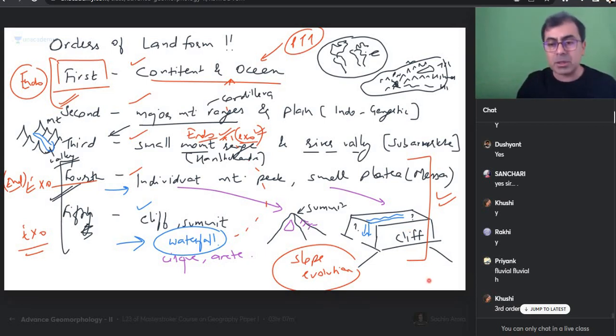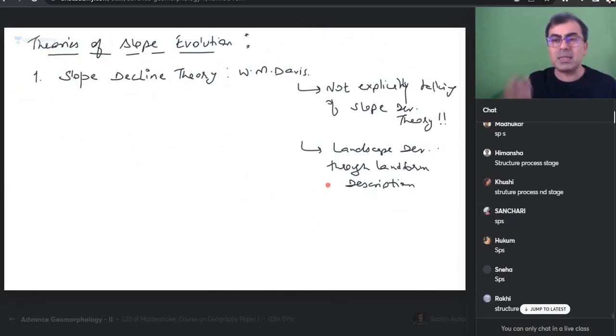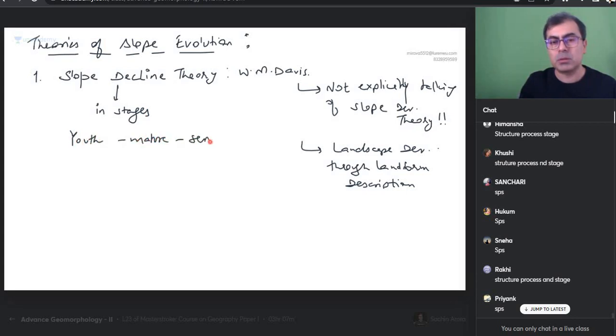Do you get that? If you remember, did he say all landforms are a function of what? His trio, if you remember: structure, process, and stage. True, I also agree. But he did not explain anything on those. He talked about only one thing: that slope declines in stages, youth, mature, senile.